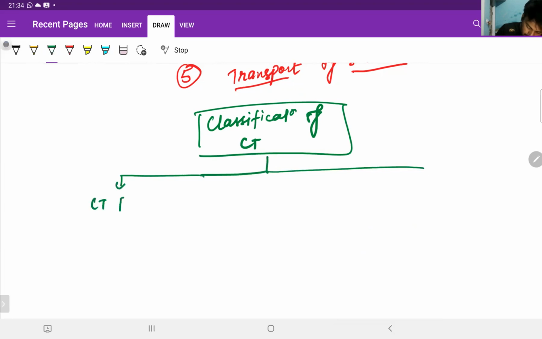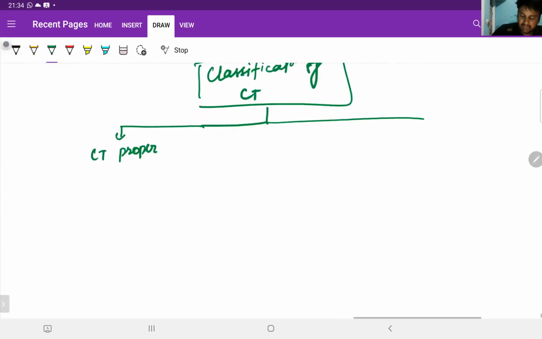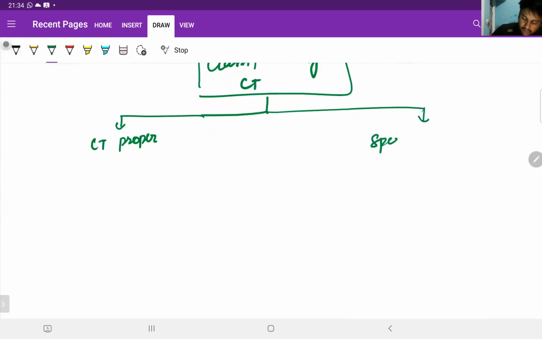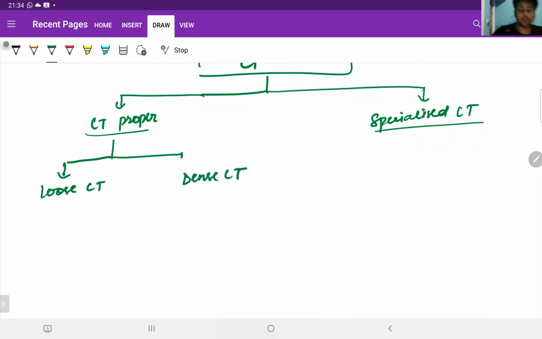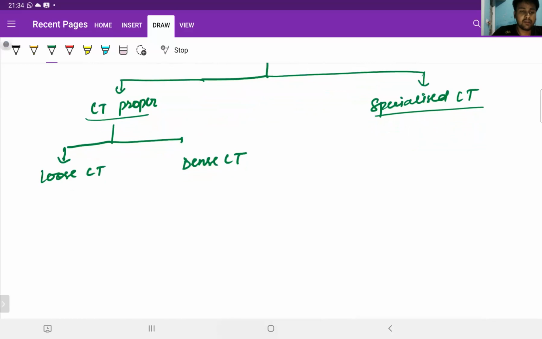One is connective tissue proper, right? And the other type is specialized connective tissue. See, in this part there is nothing much to understand. So we will have to remember these types of connective tissue. So the connective tissue proper can be loose connective tissue or dense connective tissue. I'm not going into the details of why we are calling them loose connective tissue or dense connective tissue, because that would be way more than what is required at your level.